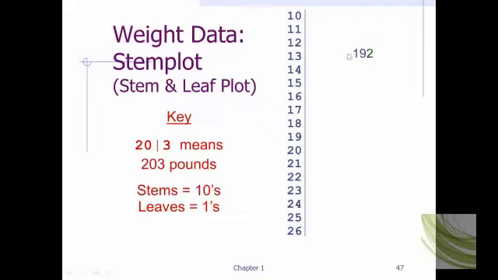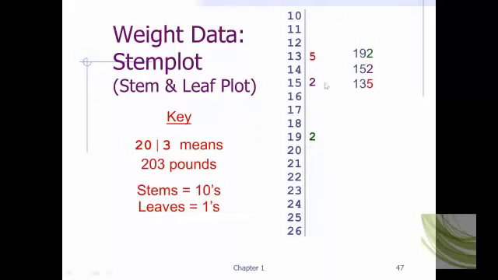So let's just look at our first person, who is 192. So we're going to find the 1 and the 9, and we're going to put the 2 right there. Then we're going to look at our next person, that's 152. And so the 1 and the 5 go there, and then we're going to put the 2 right there. And then our third one in our data is 135. So we're going to find our stem of 13, and then we're going to put a 5 in the next column. I like to do this on graph paper.